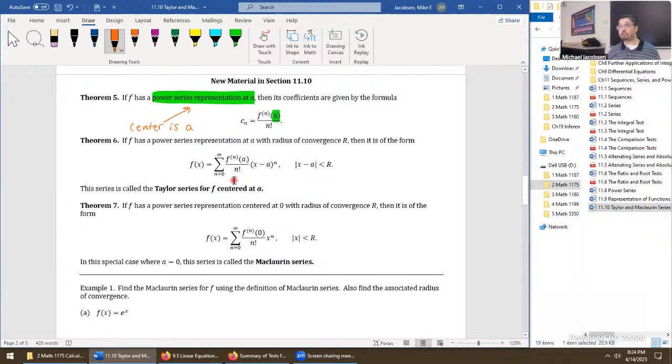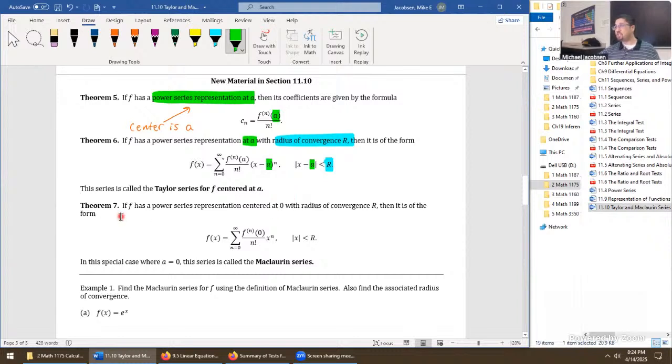So if f has a power series representation at A, so that's the center would go there, and the radius of convergence is R, then that would mean this function f of x has a definite ordinary meaning as a literal function for all x values within a distance R of its center. It has a meaningful definition as a real function. So we call this the Taylor series centered at A.